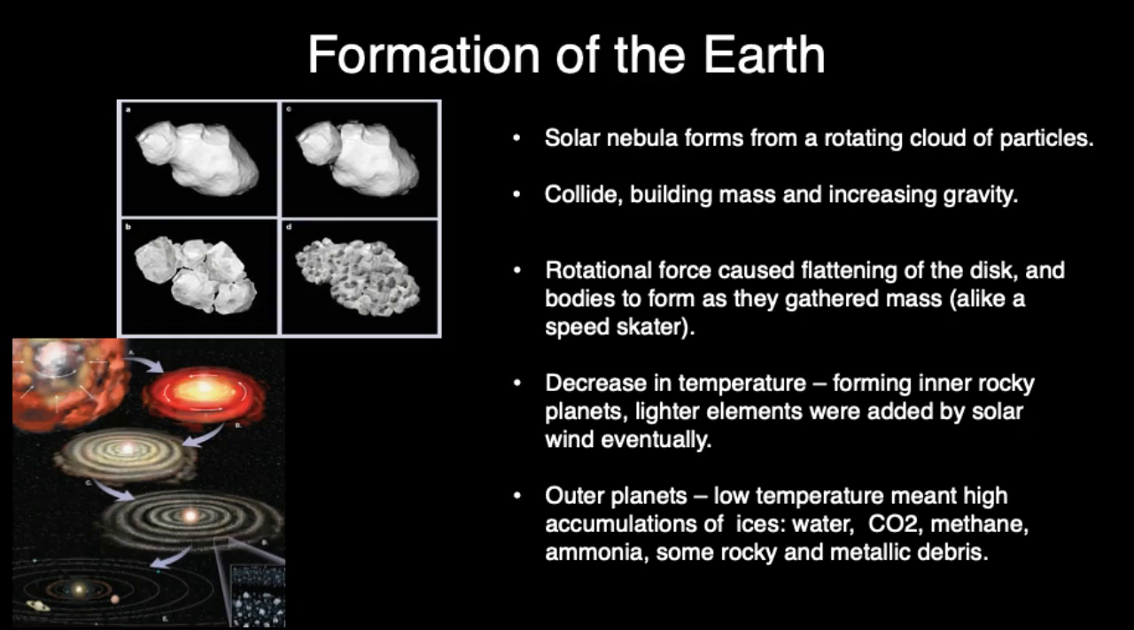So the low temperatures on the outside of that disk meant a high accumulation of ices, such as water ice, CO2 ice, methane, and ammonia ice, which made these outer, more gaseous planets. For the most part, they are made out of these ices, but there's some rocky and metallic debris as well. This accumulation of ices accounts in part for the large size and also the low density of these outer planets, again, those being Jupiter, Saturn, Neptune, and Uranus.